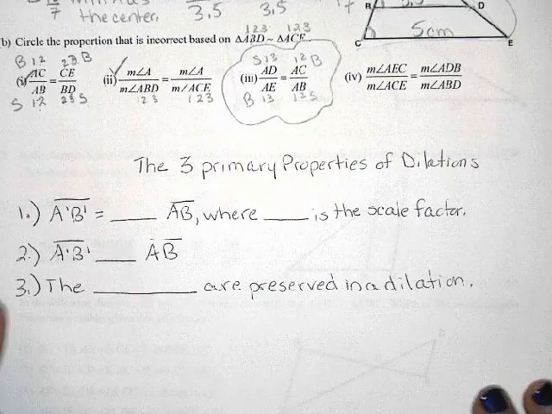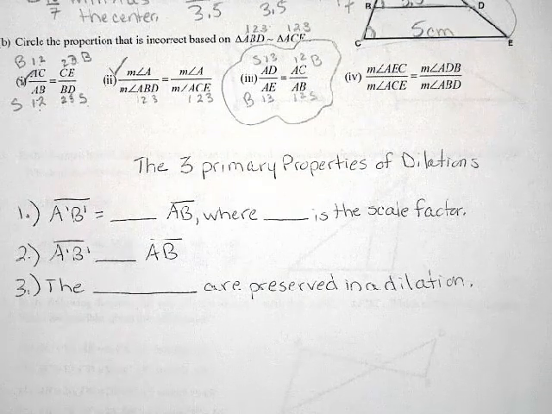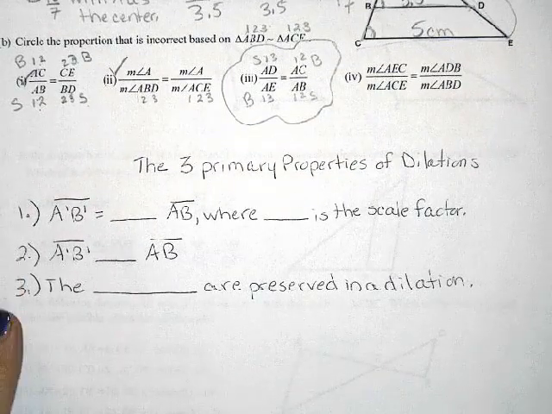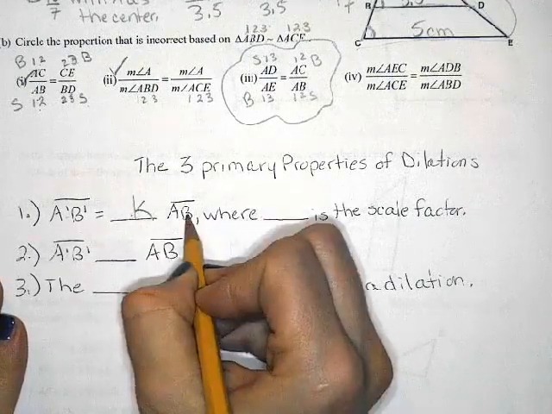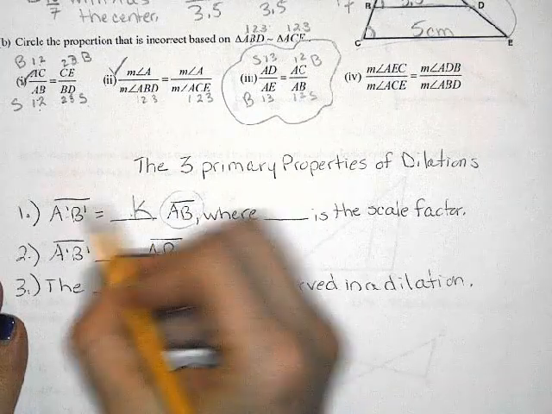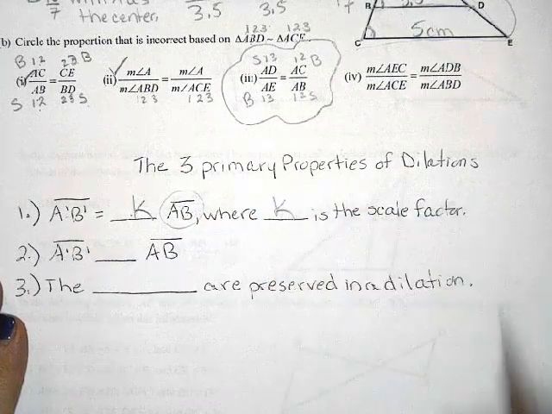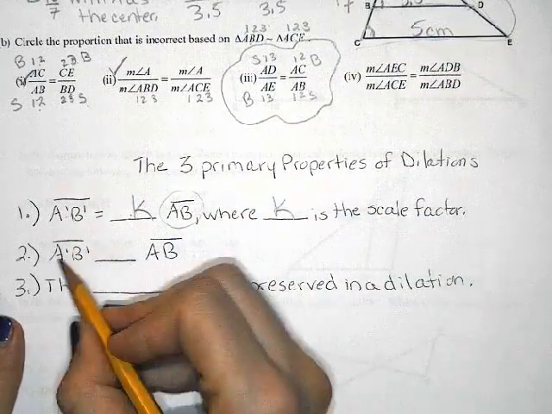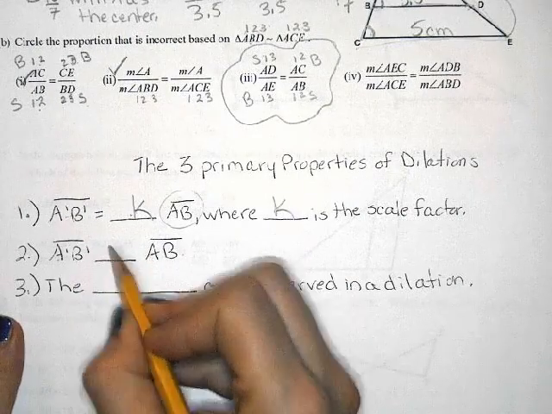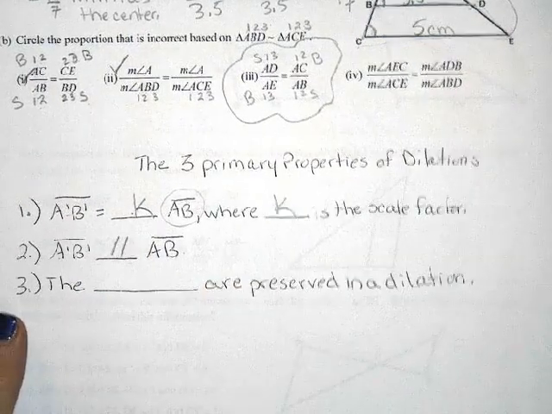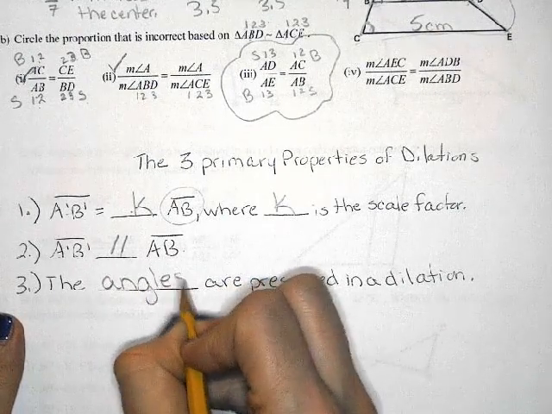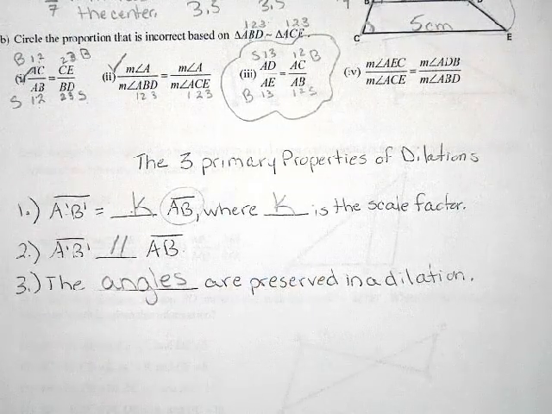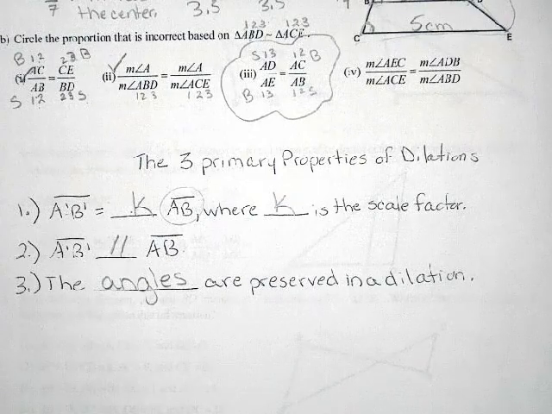All right, for the bottom, we've gone over these. The 3 primary properties of dilation: remember, multiplying the original by the scale factor to get your primes, where K is the scale factor; that your original shape to your new shape should be parallel; and that the angles are preserved. If you have any questions, please see me in class.